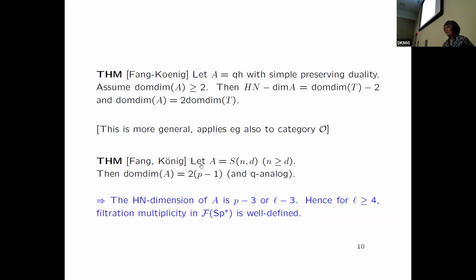And they also show that if you take the Schur algebra, n greater or equal to d, then the dominant dimension of A is always 2 times p minus 1, and the q-analog would be, yeah, what is it? 2 times L minus 1.